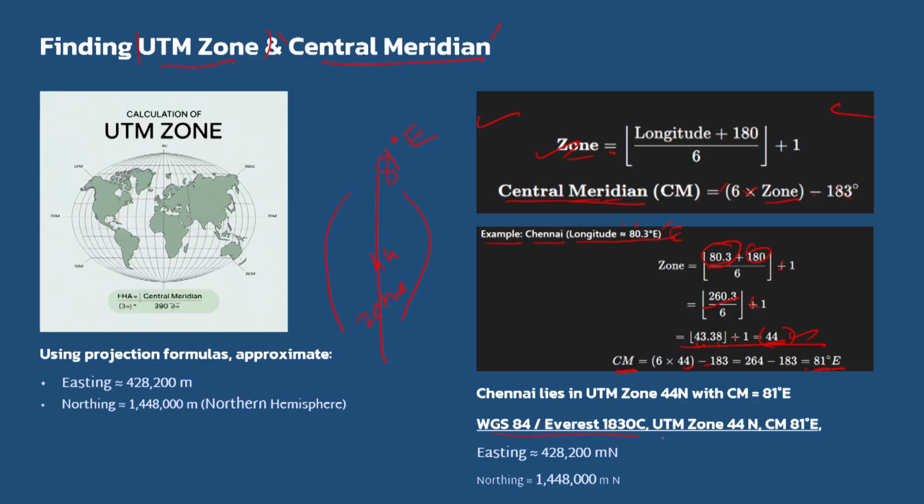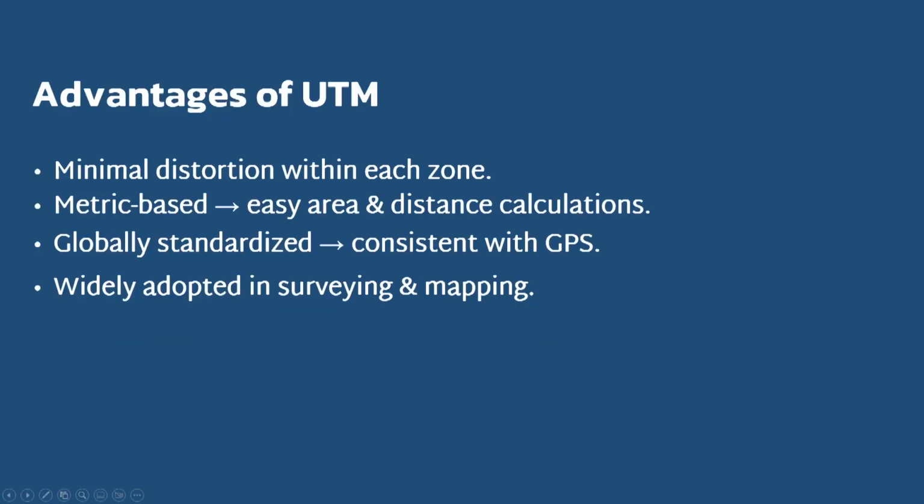If you are reporting Chennai in terms of UTM projection zone, you have to write like this: WGS 84, Everest 1830, UTM zone 44 degrees north, and central meridian 81 degrees east. So, this is the easting value, this is the northing value, and already I have demonstrated how we can calculate the easting and northing values. The advantage of UTM projection is minimal distortion within the zone, because the zone is very small.